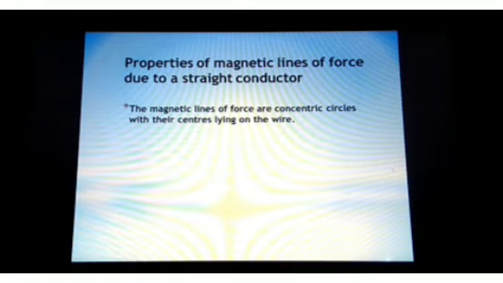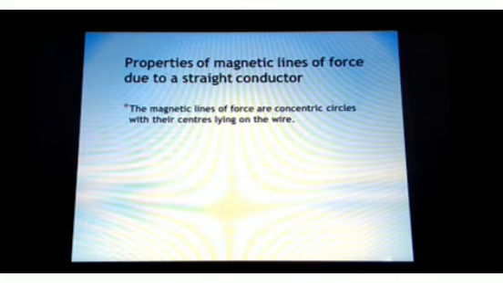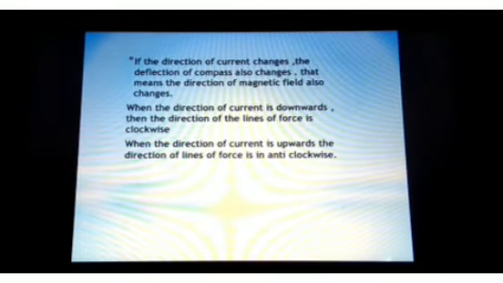Properties of magnetic lines of force due to a straight conductor. First property: magnetic lines of force are concentric circles with their centers lying on the wire. Next property: if the direction of current changes, the deflection of compass also changes. That means the direction of magnetic field also changes. When the direction of current is downwards, then the direction of lines of force is clockwise. When the direction of current is upwards, the direction of lines of force is anti-clockwise.